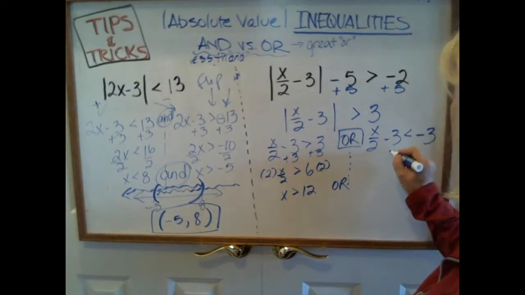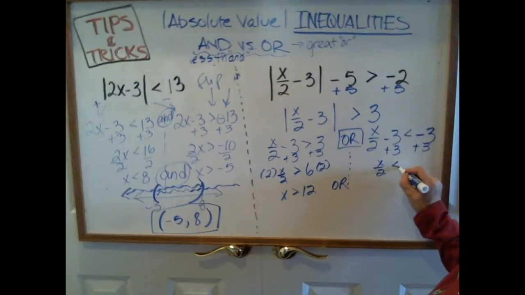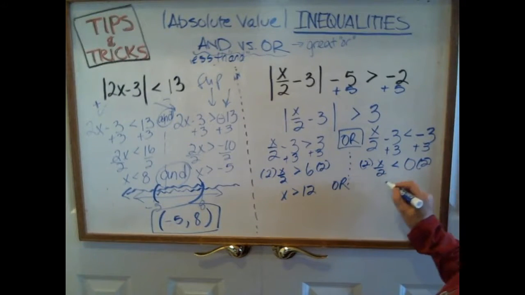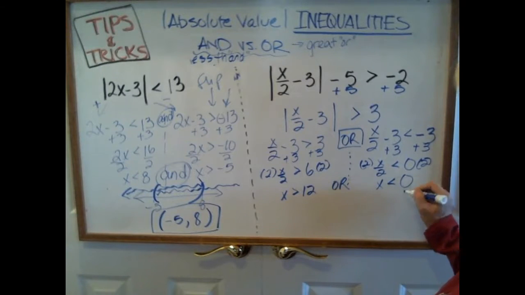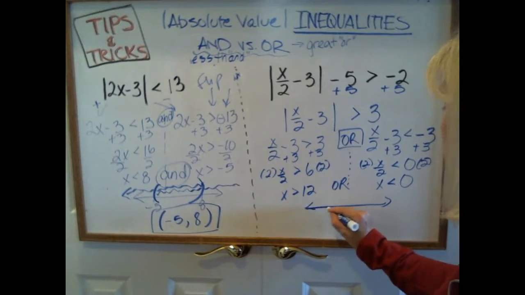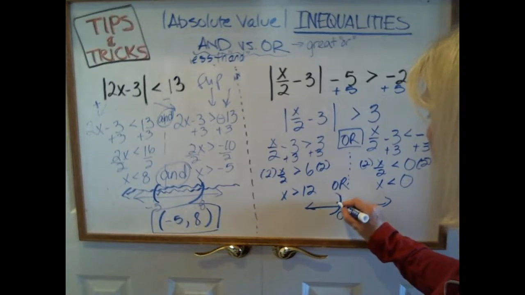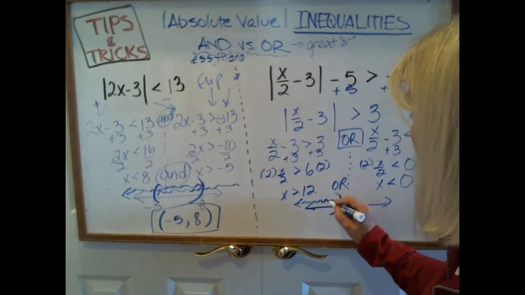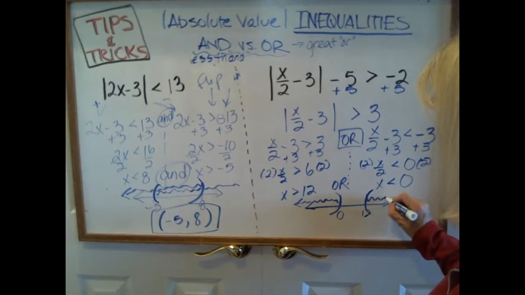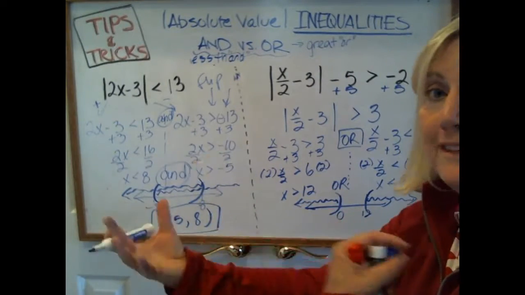Or we're going to add 3 to both sides here. X over 2 is less than 0. Multiply both sides by 2. X is less than 0, because 0 times anything is just 0. So we're going to put this on our number line. We have 0. X is less than 0, so it's going to be facing this way. Or x is greater than 12, so there's the 12, and it's facing this way. So this is your typical or response, where it's separated in the middle.